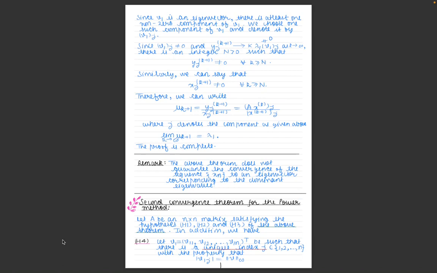and this is same as saying (A x_k)_j upon (x_{k+1})_j, where j is the index, where j denotes the component as above. We have chosen j such that v1j is non-zero. Okay, so this is that same index we are working throughout. Now taking limit, we know that this limit will actually go to lambda 1, and the proof is complete.